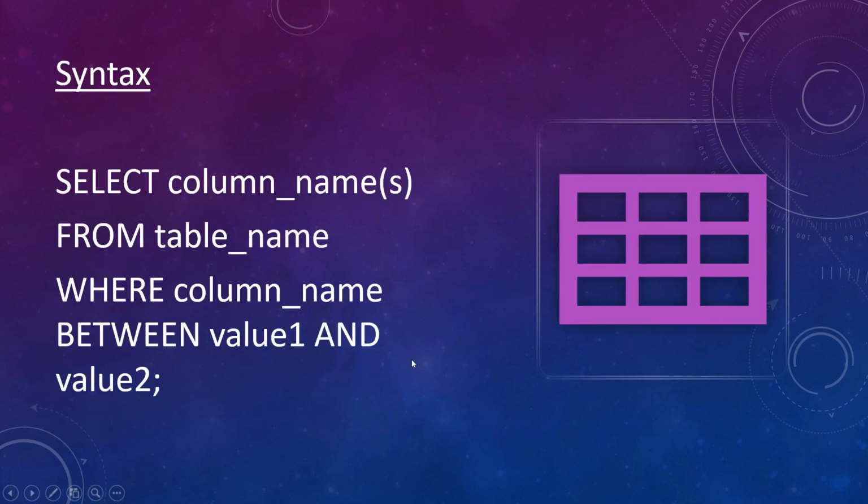And this is the syntax. Although we have seen the query, this is how we will write it: SELECT column name. If we don't want all the columns, we can specify the column names. FROM table name WHERE column name BETWEEN value 1 AND value 2. This is the syntax form.